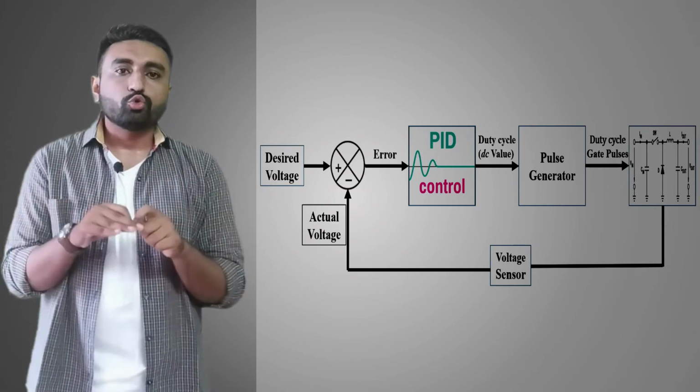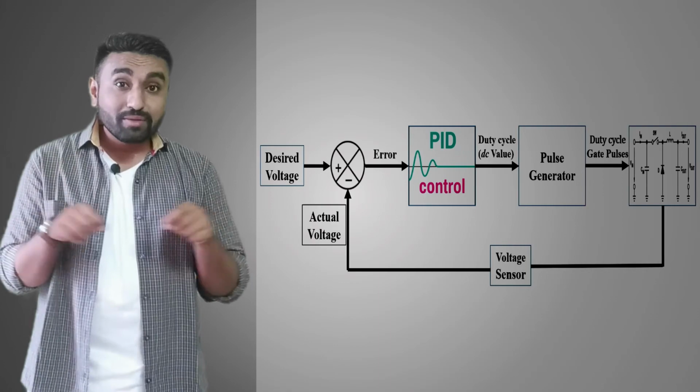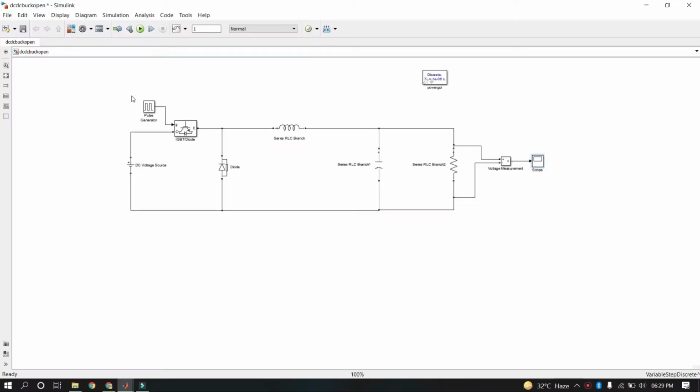So this is the closed loop simulation for the DC to DC buck converter, and now we are going to implement this closed loop DC to DC buck converter simulation in MATLAB. So let us go to the PC screen. Welcome again, guys, to the screen. We have completed the open loop simulation and now we want to go for the closed loop simulation.